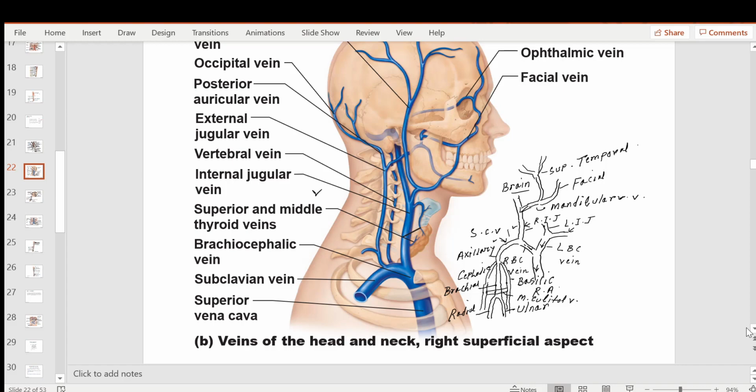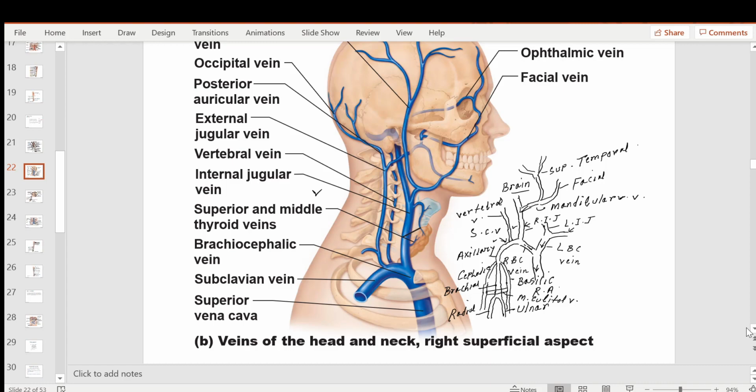Here I mentioned another important vein that gives blood to the subclavian vein. This is called the vertebral vein, and it brings deoxygenated blood from the brain too. So this is the vertebral vein. Okay.